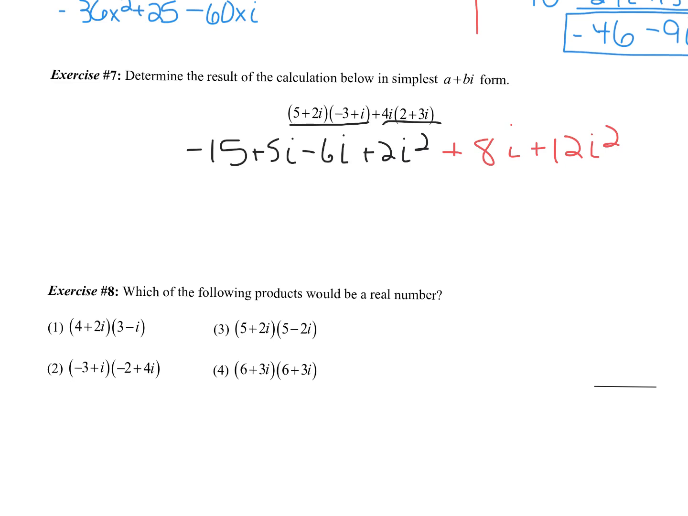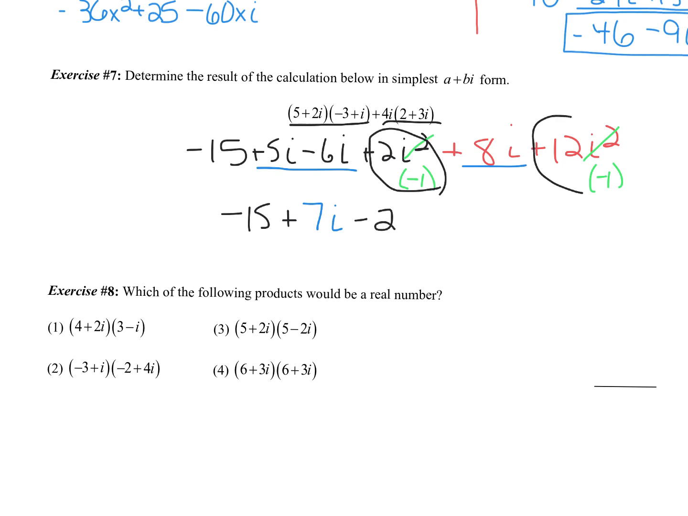Combining like terms and also simplifying these. I'm going to rewrite this, not doing all of the negative ones in my head. I'm going to combine my i to the first together though. So 5i minus 6i is negative 1i, plus 8i is 7i. I have my negative 15. This is going to be negative 2, and this is going to be negative 12. So now those can combine. Negative 15 minus 2 is negative 17, minus 12 is negative 29, plus 7i.